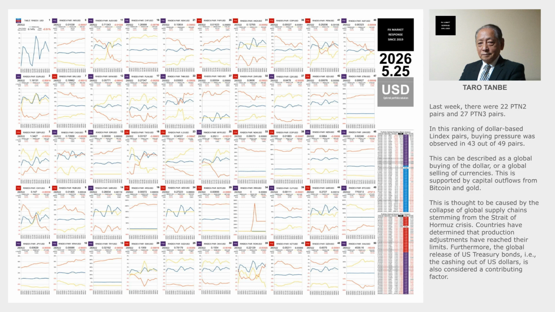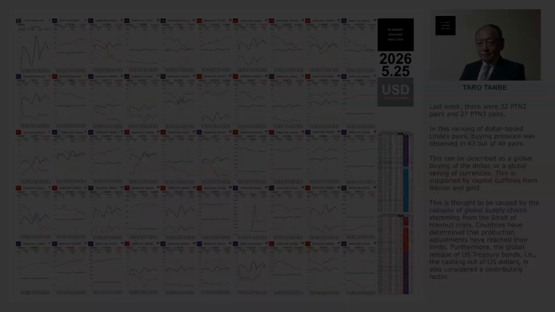This is thought to be caused by the collapse of global supply chains stemming from the Strait of Hormuz crisis. Countries have determined that production adjustments have reached their limits. Furthermore, the global release of U.S. Treasury bonds, i.e., the cashing out of U.S. dollars, is also considered a contributing factor.